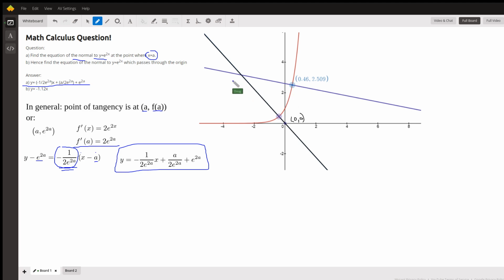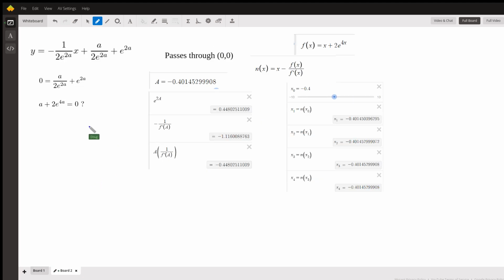equals a. Now we're looking for part B for the specific normal line that passes through 0, 0. So if you slide this point down to here, it'll eventually go through 0, 0. And if it goes through 0, 0, that means that the x value for this normal line will be 0, and so will the y value. And so here's what we've got.